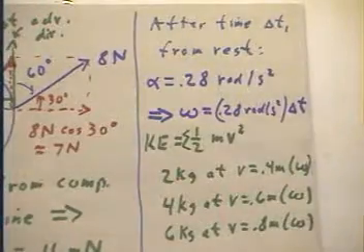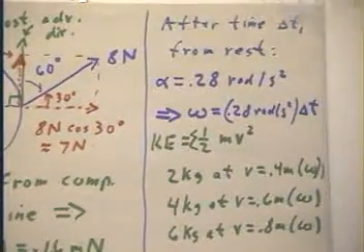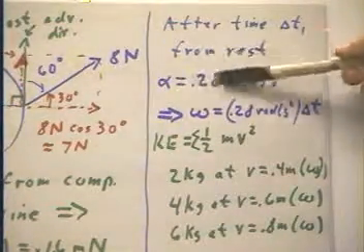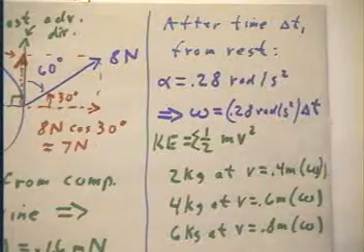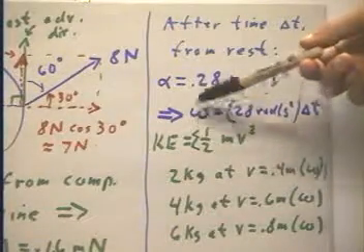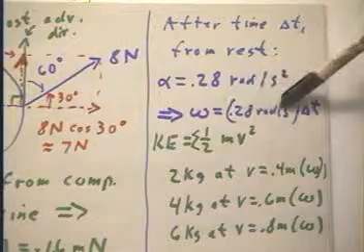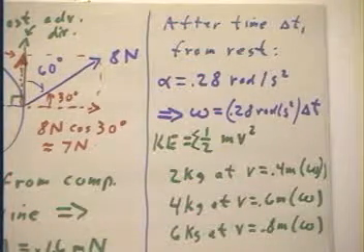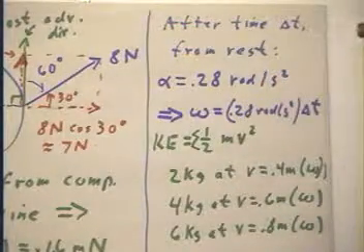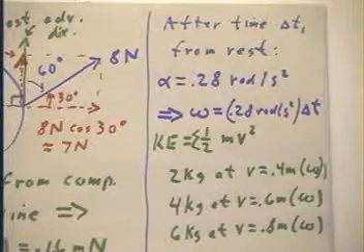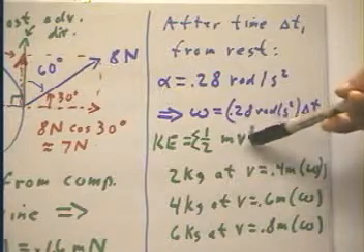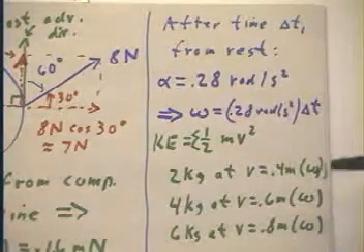Now, if the system accelerates from rest through a time delta t, in the original situation where the 8 newtons was in the most advantageous direction, we have this acceleration, 0.28 radians per second squared. Then we're going to attain an angular velocity omega of 0.28 radians per second squared times delta t. Now the kinetic energy is going to be the sum of all the 1/2 mv squareds. We're going to use the 1/2 mv squared, so we're going to have to find the velocities of the masses in the various hoops.